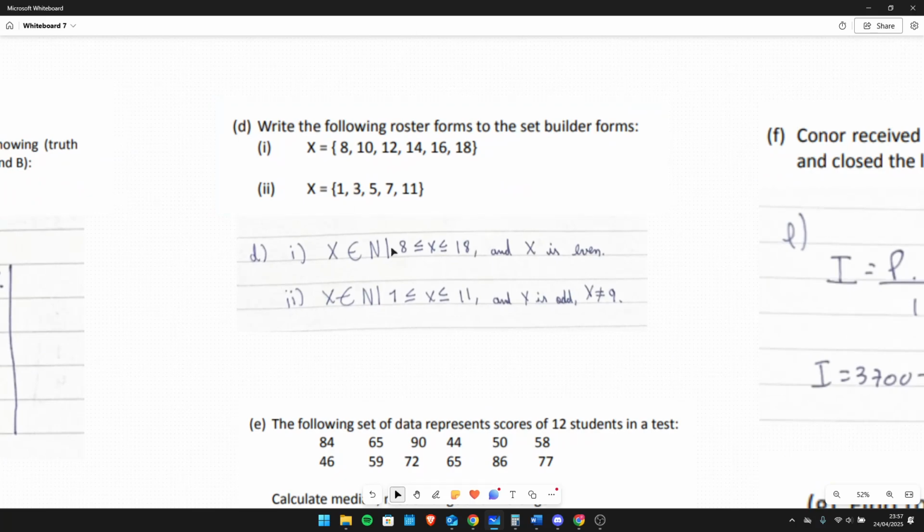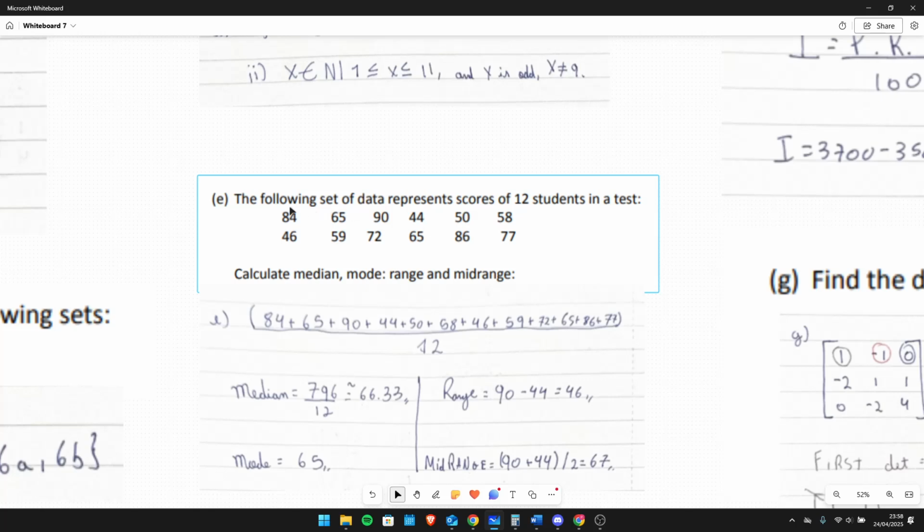Okay. Question D. As I said in the previous videos, just write it like x is real, as long as x is bigger or equal to 8 and smaller or equal to 18, and x must be even. This is the equation for the first one. For the second one, x is real, as long as x is bigger or equal to 1 and smaller or equal to 11, and x must be odd, and x cannot be 9 according to this one.